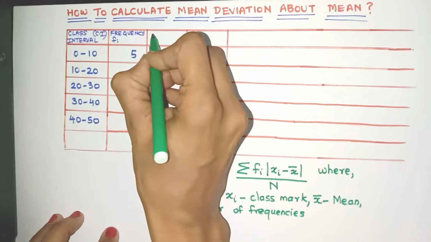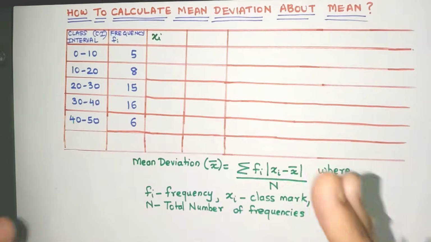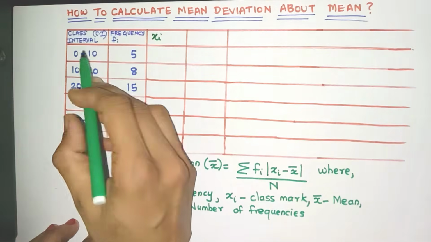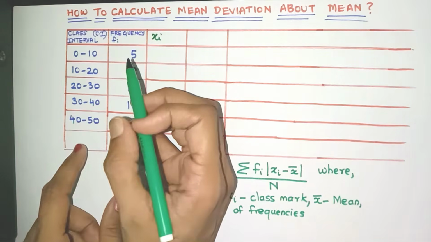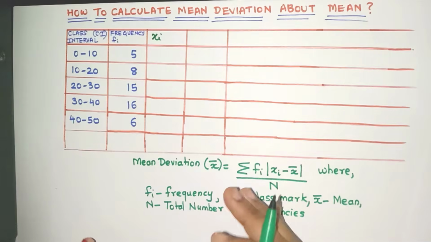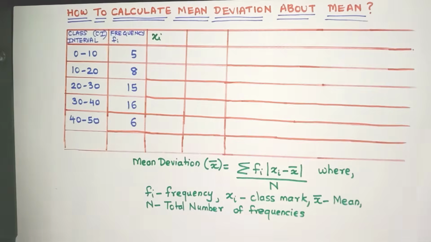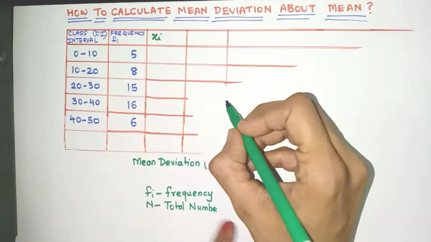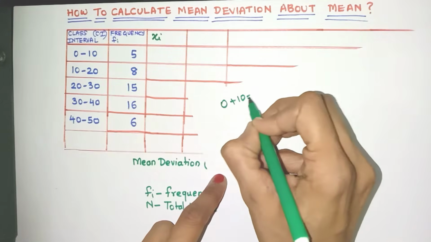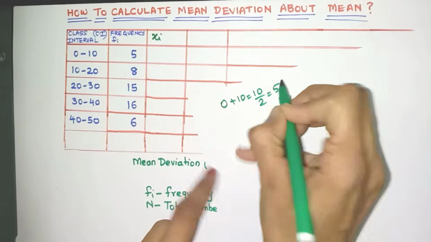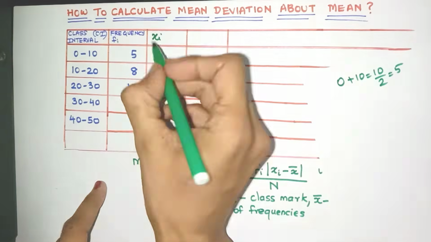So friends, what is xi? Xi is called the class mark and it is nothing but the middle value of any class interval. Now how do we find the class mark? Just add the lower limit and the upper limit and divide by 2. So for example, for the first class interval, we will add 0 plus 10 which is 10 divided by 2 which is 5.